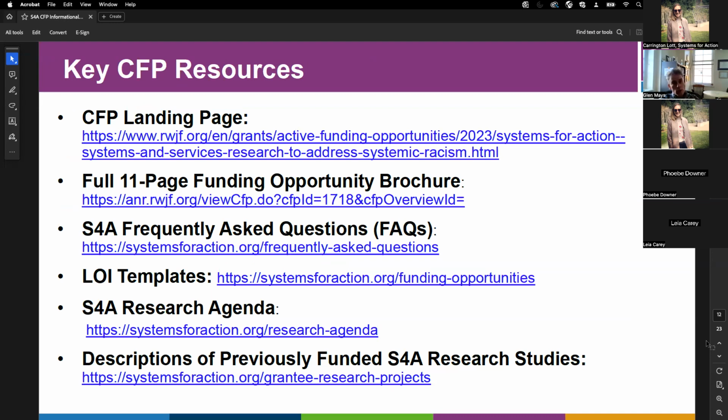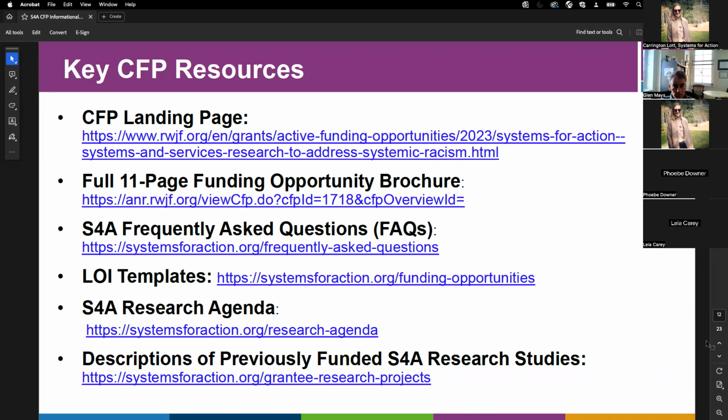So just again, a few links to some key resources that we encourage you to spend some time with as you're considering this CFP and developing your proposal idea. The first is a link to the Robert Wood Johnson Foundation's webpage and a link to the CFP landing page for this Systems for Action research program. So from that landing page, you will find many of the other resources shown on this slide. But very importantly, you will find a link to the full funding opportunity brochure, which you want to spend some time with. And also from this landing page, you'll see the links to the foundation's application and review system, the online system where you can actually submit your application materials. So definitely get to know the CFP landing page and the links and resources on that page.